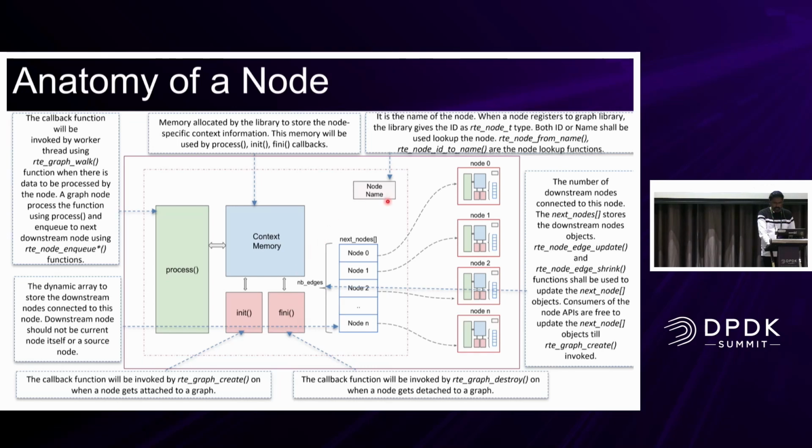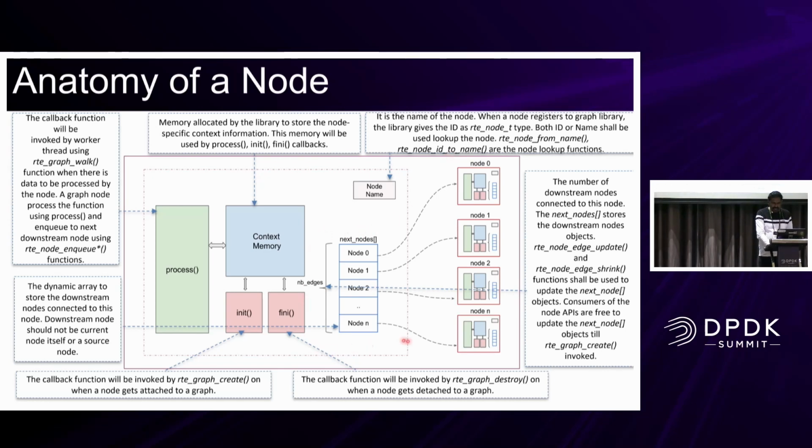And each node has a name. This is useful once you have the nodes, and this name is used to connect them and create a graph. It works with regex expressions. If you have nodes like IPv4 lookup and IPv4 rewrite, then just giving IPv4 star means all the nodes starting with IPv4 will be part of the graph. So it's a name-based lookup, and there are utility functions to get the ID from the name, things like that.